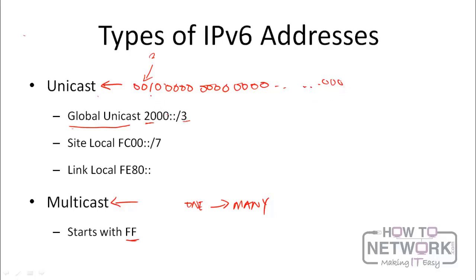Now /3 means that the first 3 bits must match. So for a global unicast address, the first 3 binary digits must be 001. That's what it means by 2000::/3. If you expand it to binary, you're going to see that the first 3 digits must be 001. So it could actually be 0010, which would make this 2. It could also be 0011. So if you have an address like 3000::1, for instance, it's also a global unicast address, and it falls inside this range of IP addresses.